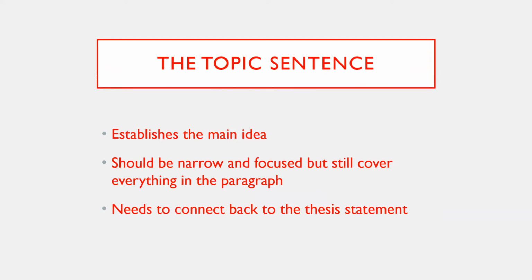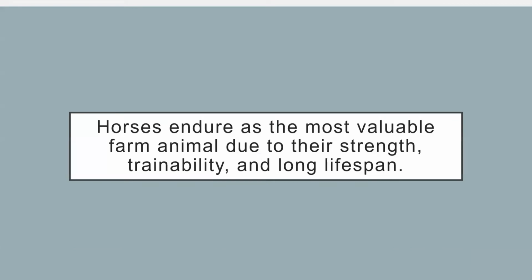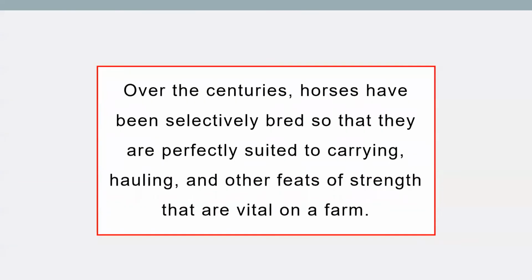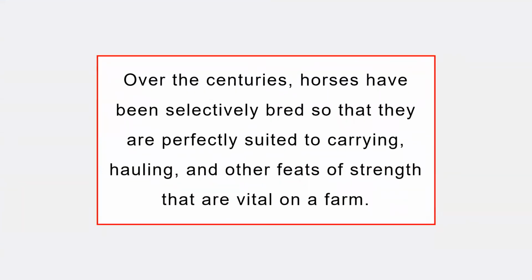For example, let's say my thesis is, horses endure as the most valuable farm animal due to their strength, trainability, and long lifespan. I want my first topic sentence, the first sentence in my paragraph, to take the first point in my thesis and expand on it. That might look like this. Over the centuries, horses have been selectively bred so they are perfectly suited to carrying, hauling, and other feats of strength that are vital on a farm.